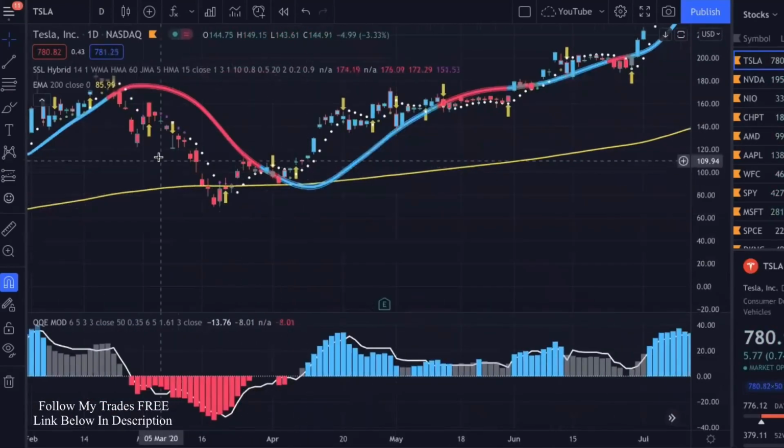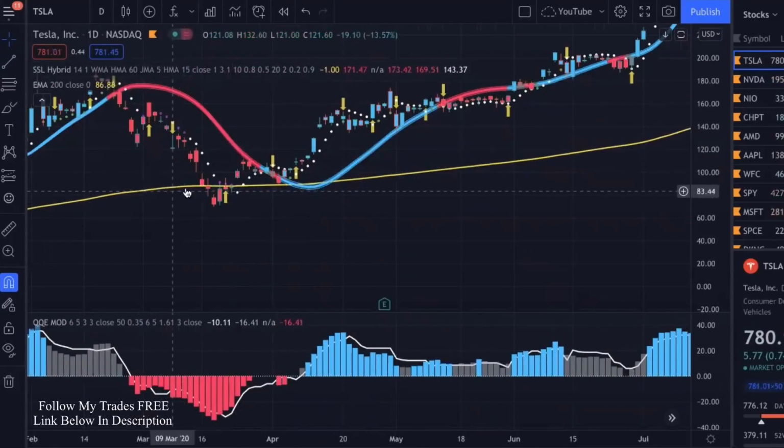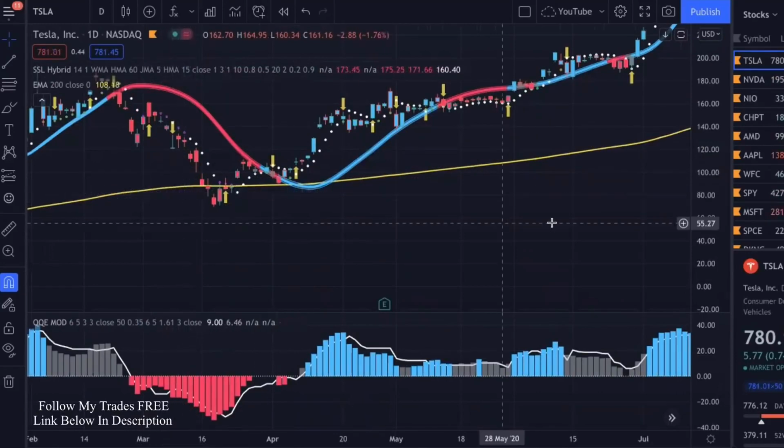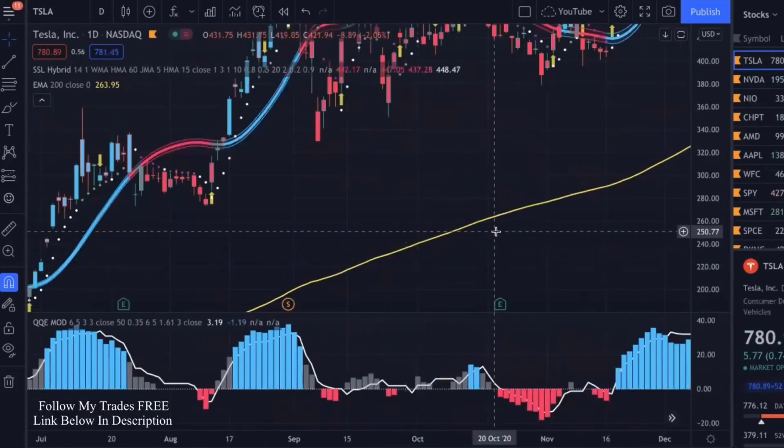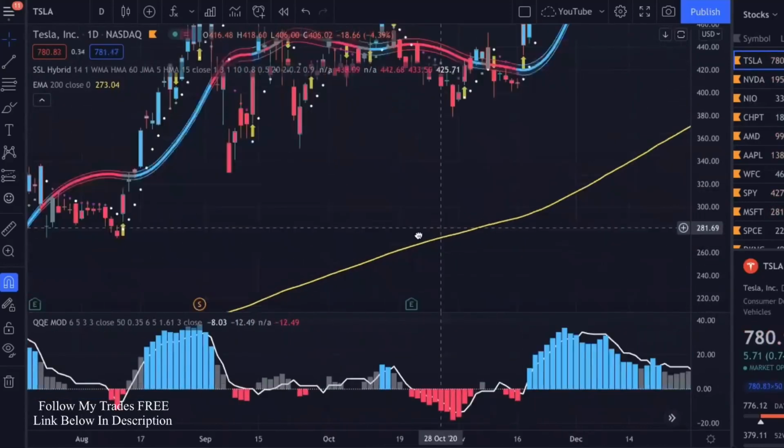Because here's the thing, you could take trades like these, but I like to only take sell trades when the price action is below the 200 EMA.